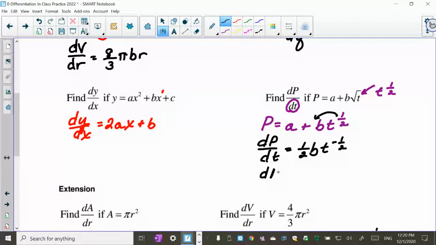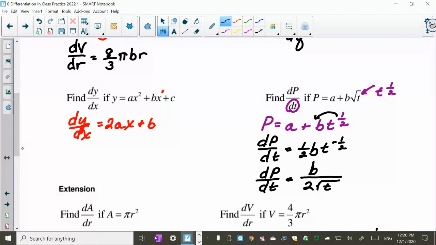Then I'm going to rewrite it, dp dt. If I want you to rewrite it, it'd be 1/2. The b is going to stay up here, so I don't really need the 1. And that'll be a radical t down here. So that is the derivative of p with respect to t.